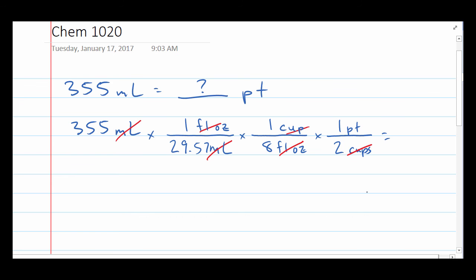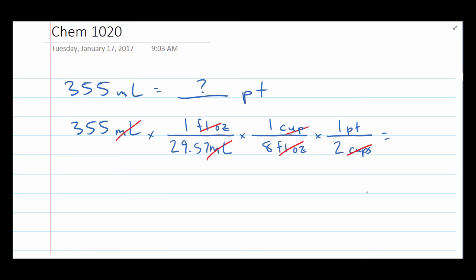Remember how this works now. When we multiply these together, we multiply together all of the values that appear in the numerator. We divide by each value that appears in the denominator. So we take 355 divided by 29.57, divided by 8, and divided by 2. Because again, each one of these, if we consider them separately, this is the same as dividing by 8, this is the same as dividing by 2, this here is the same as dividing by 29.57.